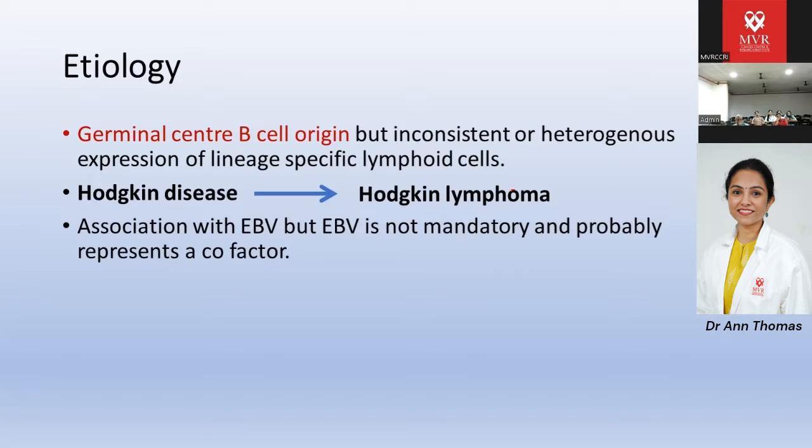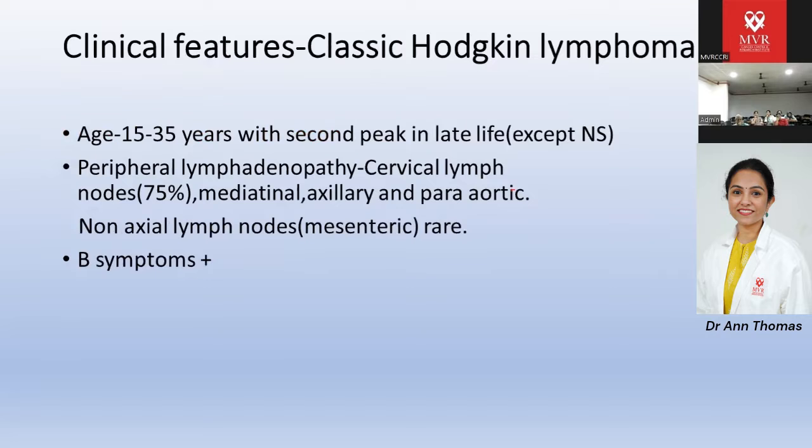Now, we know that Hodgkin lymphoma is associated with EBV, but not all the subtypes, and it is not mandatory. Hence, some of the subtypes are actually negative for EBV. So EBV is thought to be a cofactor and not one of the etiological factors of Hodgkin lymphoma.